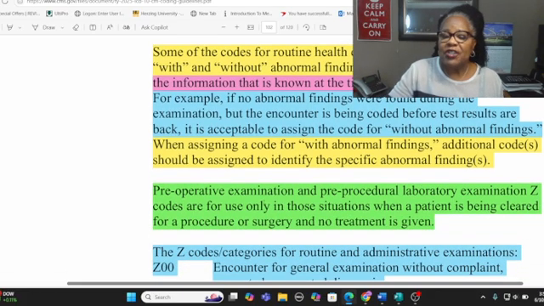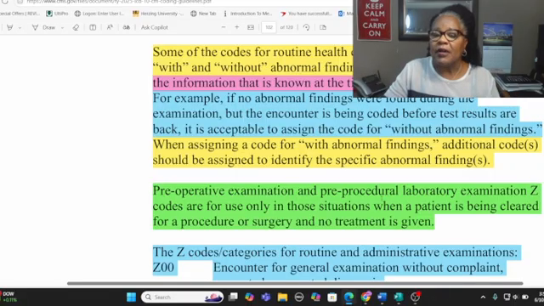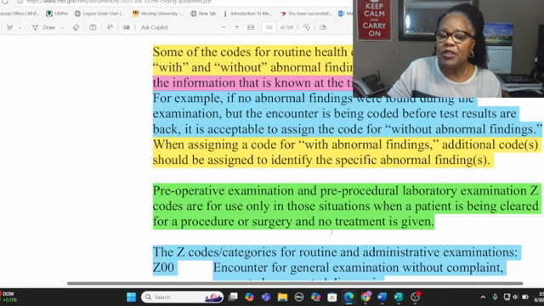Preoperative examinations and pre-procedural laboratory examination Z-codes are for use only in those situations when a patient is being cleared for a procedure or surgery and no treatment is given. So again, pre-op exams and pre-procedure labs, those are Z-codes, and those codes are to be used in those situations when you're being prepared to be cleared for surgery.